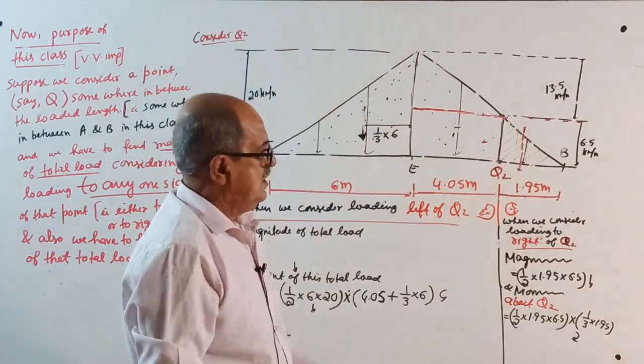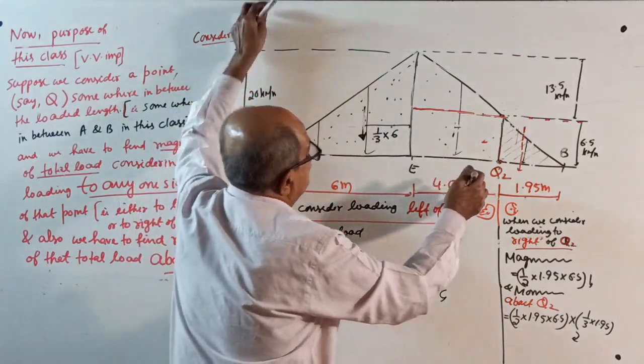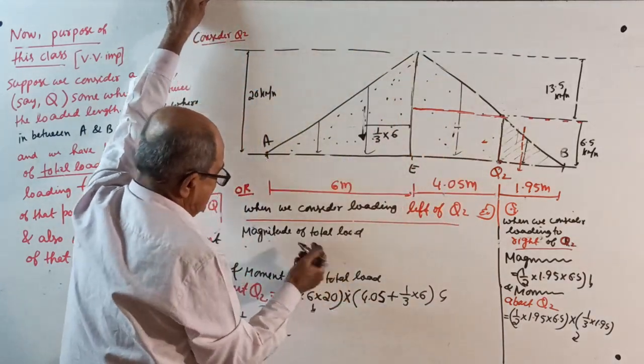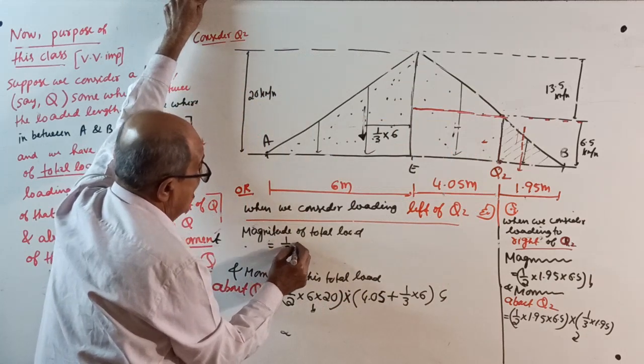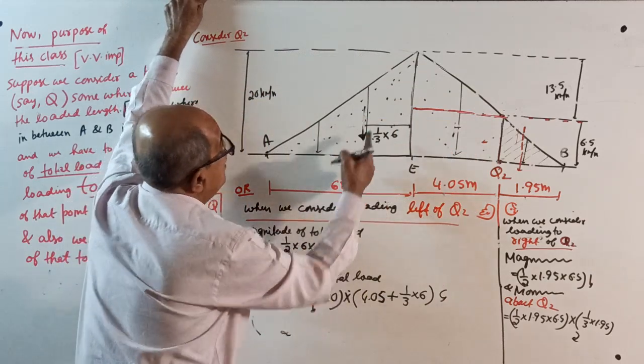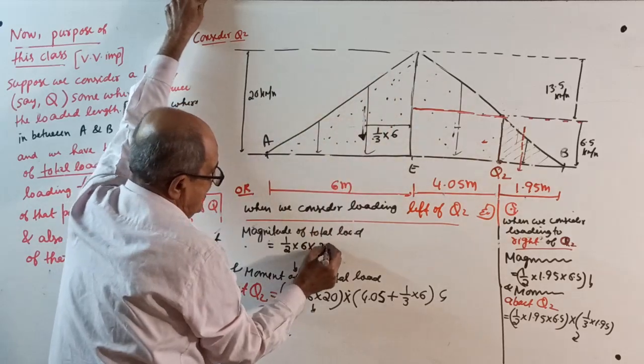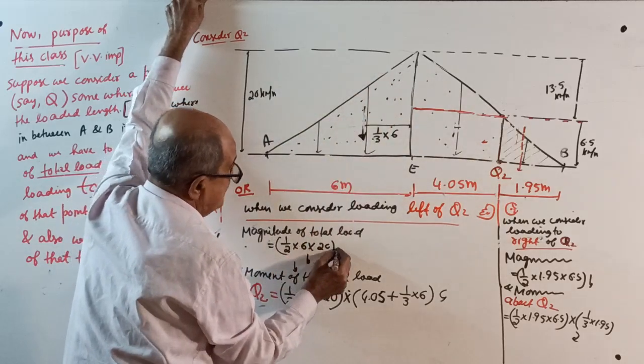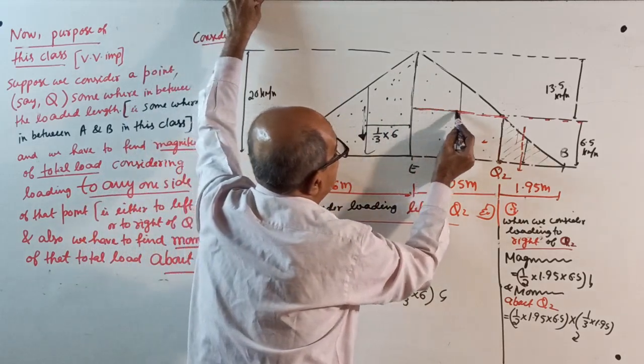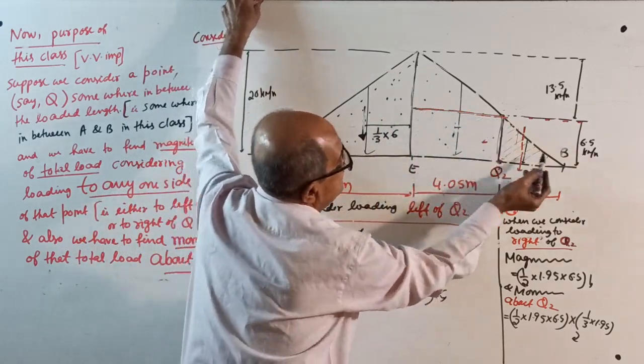Okay. Now, start. Total load. First, this load, same as last time: half into 6 into 20, downward. Plus, there is a UDL here. See, UDL, intensity is 6.5.